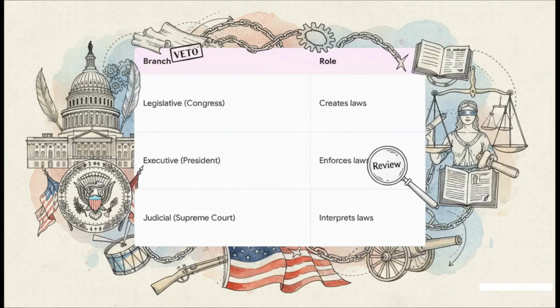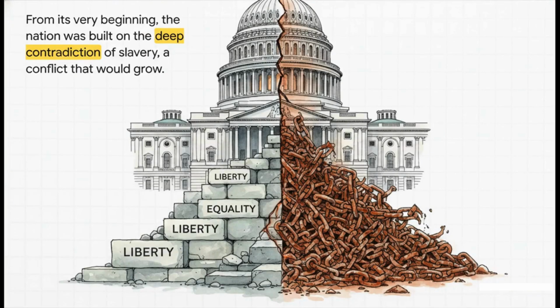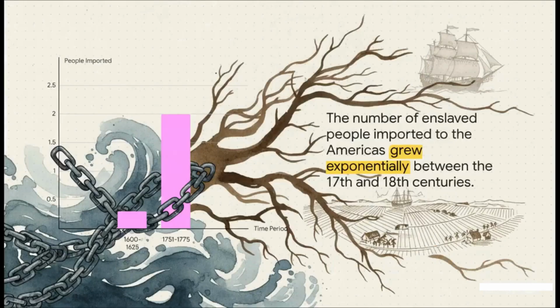Their new government had checks and balances. The goal? Make sure no one part got too powerful. But this new nation was born with a huge contradiction, one that would almost destroy it. And that contradiction was slavery. It wasn't just there, it was woven into the economy.